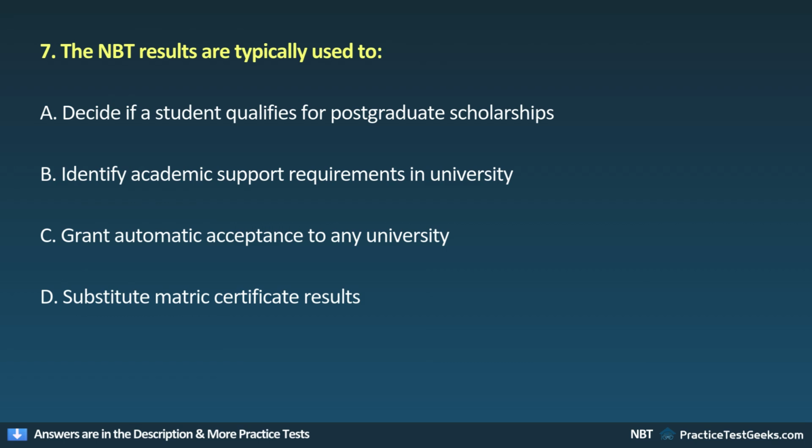7. The NBT results are typically used to A. Decide if a student qualifies for postgraduate scholarships. B. Identify academic support requirements in university. C. Grant automatic acceptance to any university. D. Substitute matric certificate results.